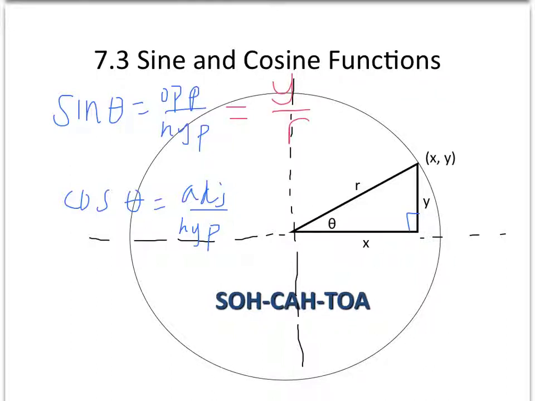So I'd write these relationships down. These are going to be important for a while. Then the cosine of theta is adjacent over hypotenuse. That, in this case, is x over r. So you need to know that the sine of theta is y over r, and the cosine of theta is x over r.